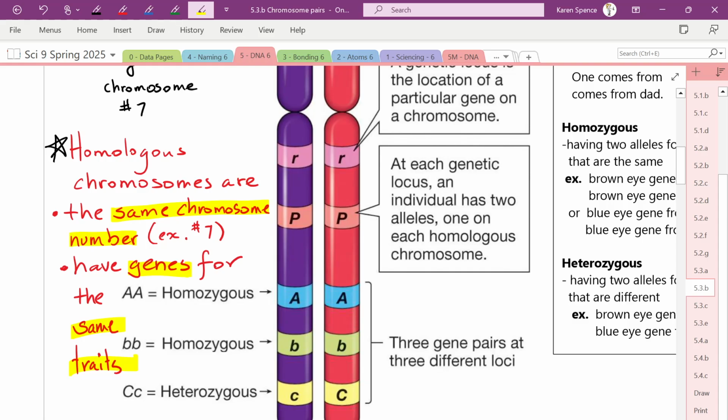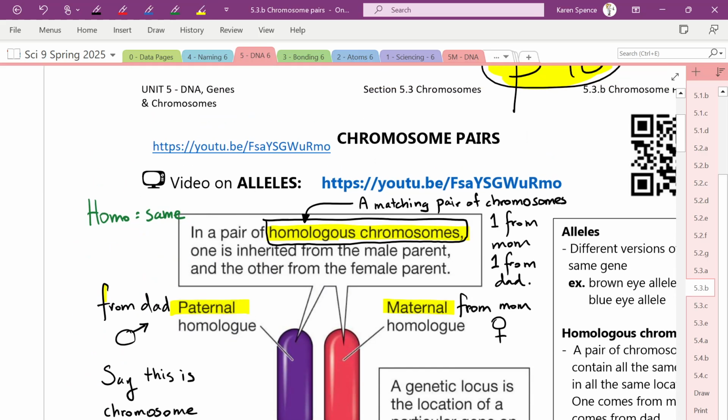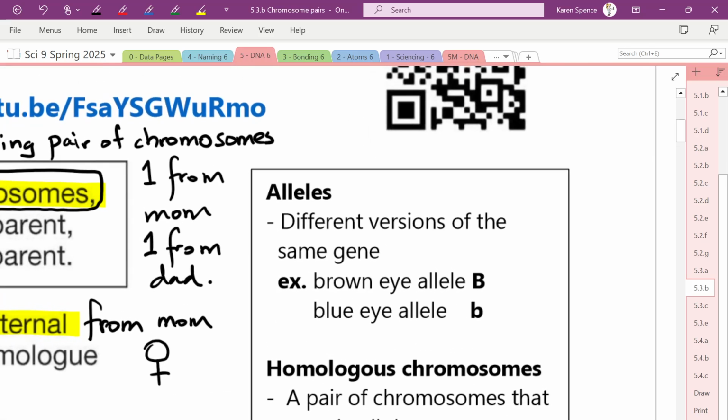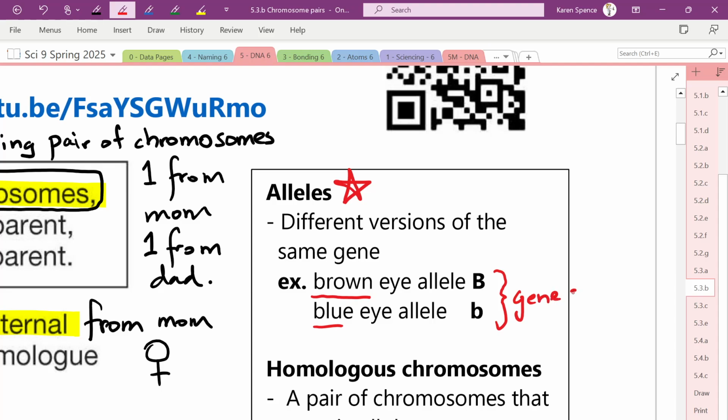So we actually have a fair bit of vocabulary just on this one page because we have alleles, okay, which we will go back to in just a moment. And actually it's right over here, we have alleles. So let's put a star beside that one, which is different versions of the same gene. So you can have a brown eye allele, and you can have a blue eye allele. And in this case, the gene would be eye color.